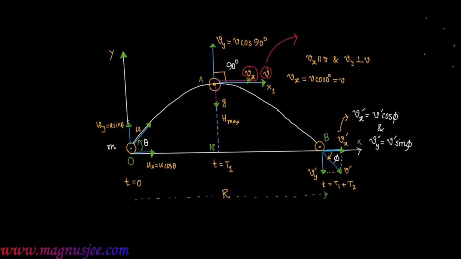Now Vx is parallel to V. As this rectangular component Vx is parallel to V, that's why Vx is equal to V cos 0 degrees. The angle between Vx and V will be 0 degrees.